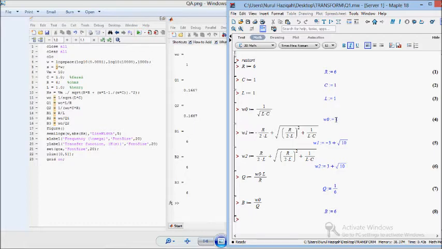This is the answer for the Maple. As we can see, the frequency resonant omega node is equal to 1. It is the same as the answer in the MATLAB. Q is 1 over 6 or can be seen as 0.1667 and the bandwidth is 6. And in the MATLAB also we get the bandwidth is equal to 6.